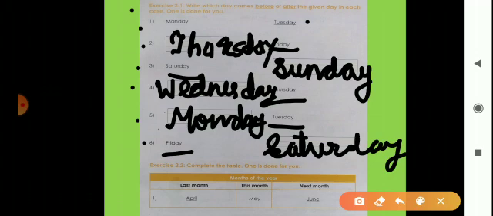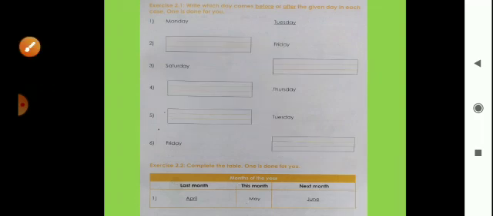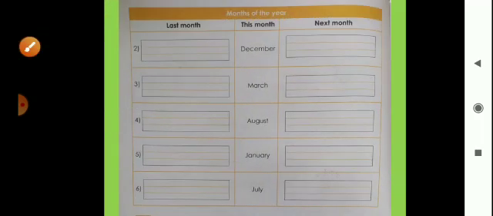Now exercise number 2.2. Complete the table. One is done for you. Here are months. We will fill the table of months. Already one is done for you. Look here. April, May, June. This is last month, this month and next month. Means current month, and the before and after months. So we will solve this table.